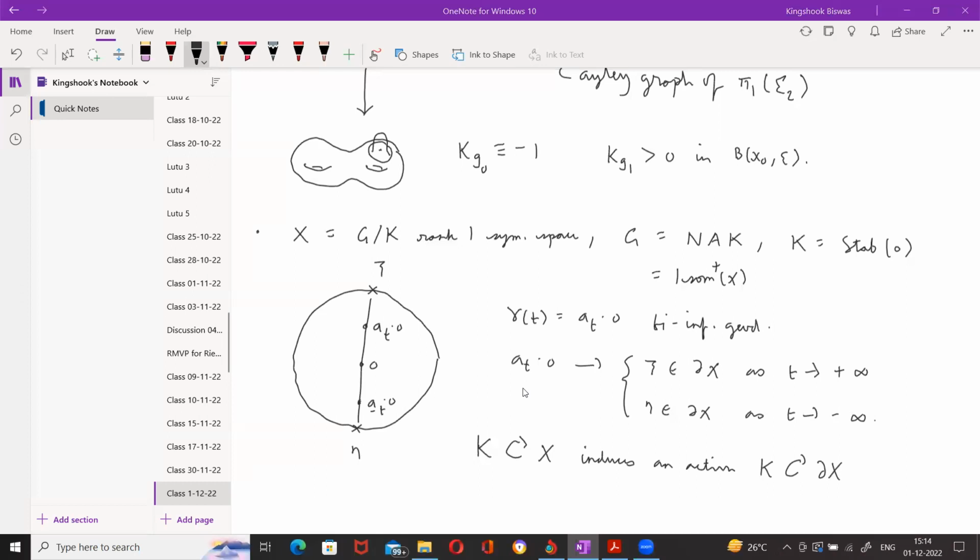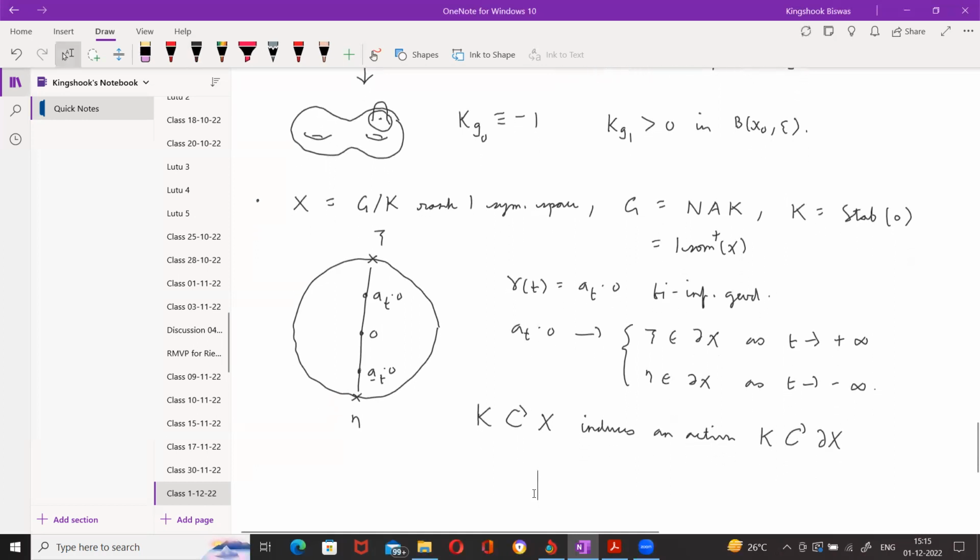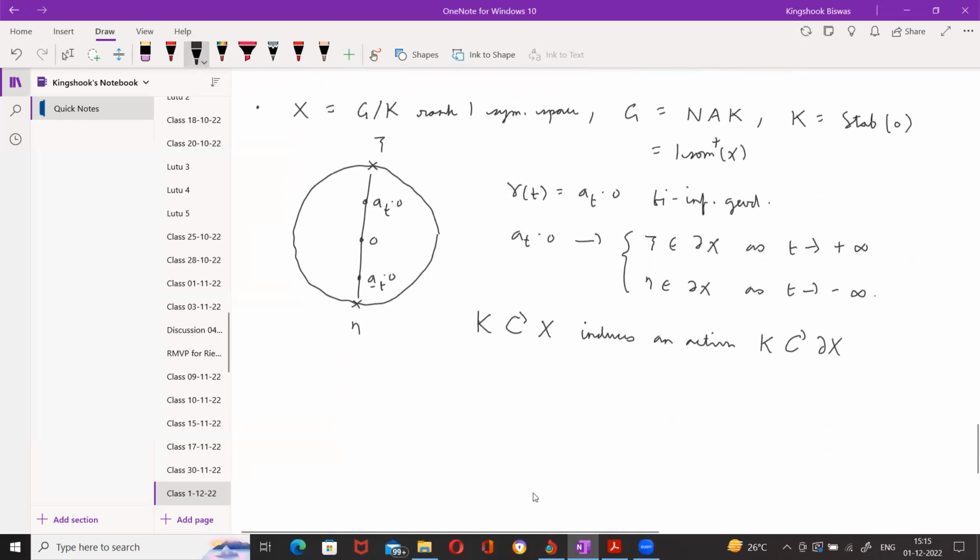Since we are in rank 1, K acts transitively on the unit tangent sphere at the origin. And we know that we have this homeomorphism from the unit tangent sphere to the boundary, which sends a unit tangent vector, take the corresponding geodesic, and take its forward endpoint. You have this homeomorphism from the unit tangent sphere to the boundary.